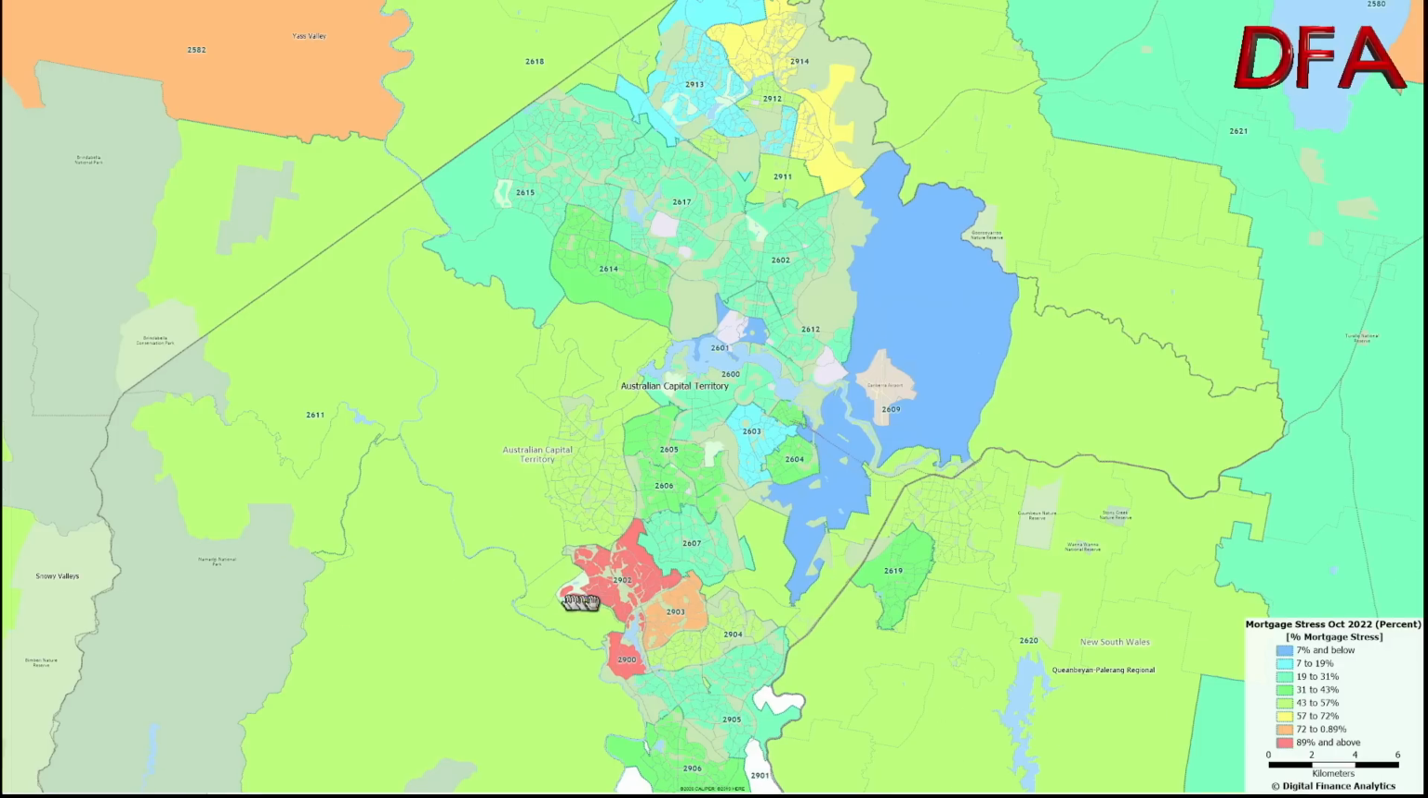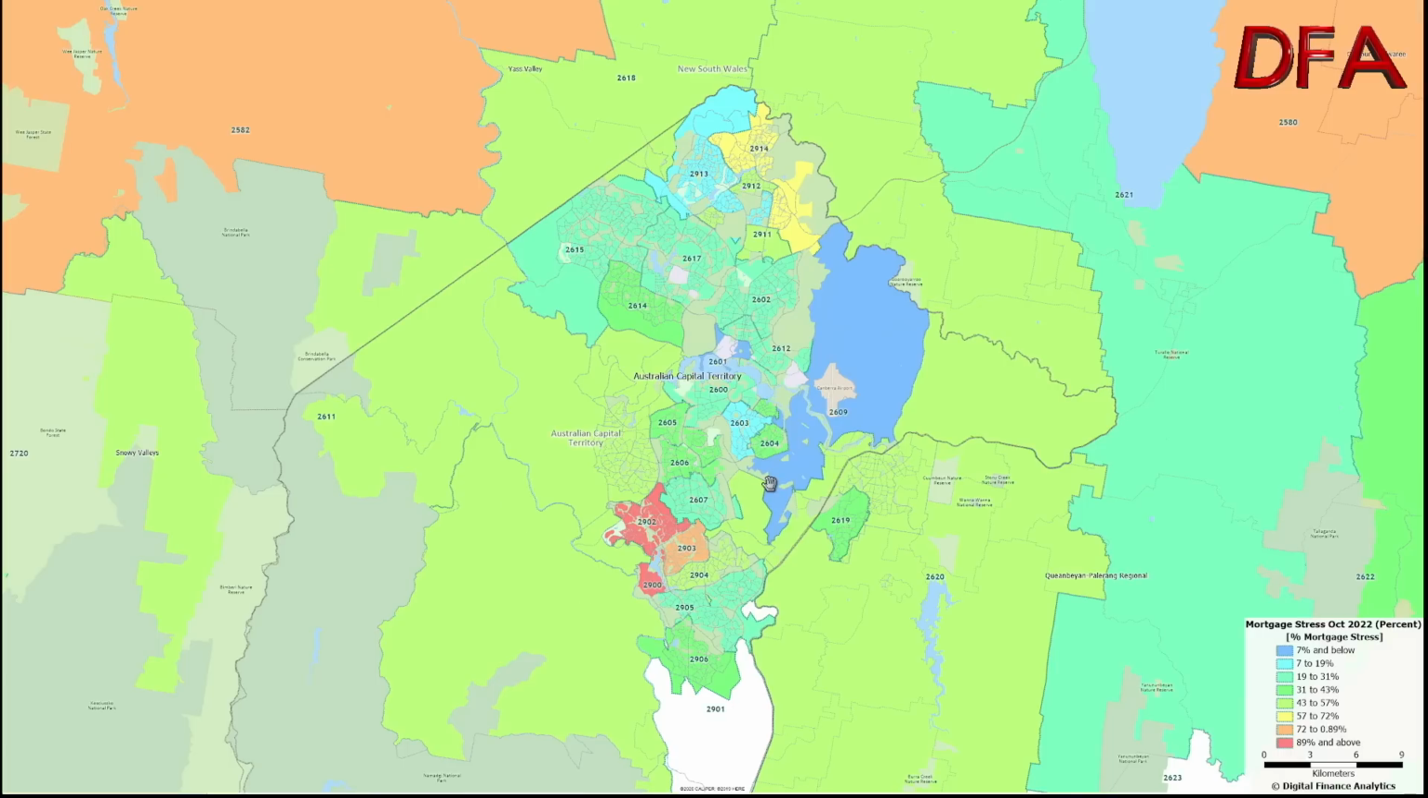So 2902, for example, 2900. And even further out, you see some other areas too. So even across the ACT, there are some areas like 2609 where things are pretty good, others where there's some pressure, and others again where there's a lot more pressure. So it shows you the sort of patchwork that we've got.